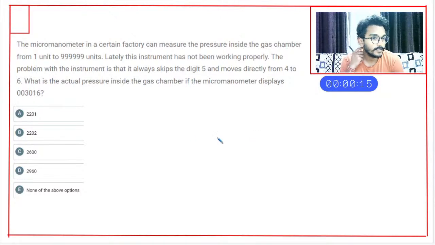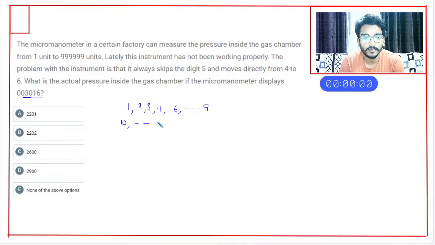Did the question make sense? That a micro manometer in a certain factory can measure the pressure inside the gas chamber from 1 to this units, and it was not working properly, so it skips digit 5 and moves directly from 4 to 6. So if the pressure was 3016, what was the actual pressure? For example, if I give you a scenario, it is like 1 2 3 4 is going, there is 6 and then till 9, then there is a 10 till 14, and then there is a 16.